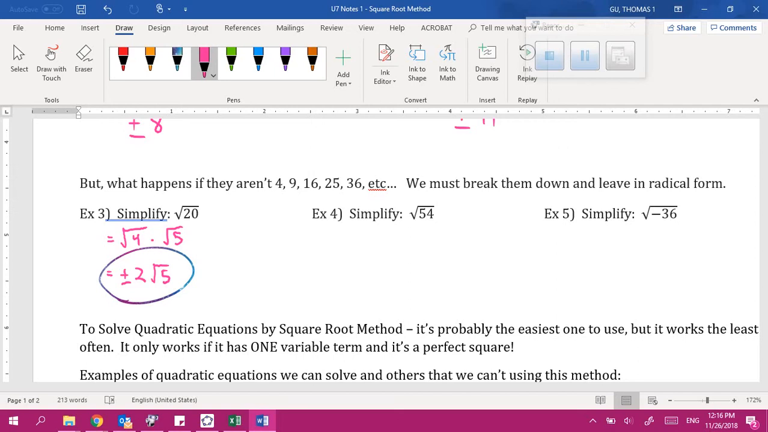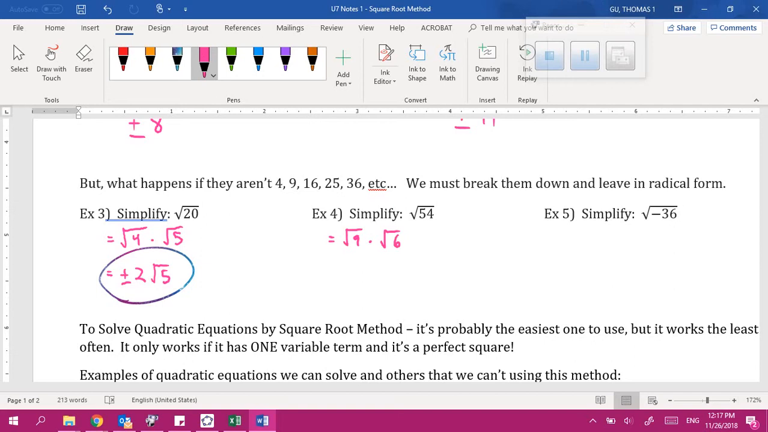On example 4, we're simplifying the square root of 54. 54 is not a perfect square, but what are 2 numbers that can multiply to give you 54? 7 and 8 do not multiply to 54. That's 56. 6 and 9. So it's going to be the square root of 9 times the square root of 6.